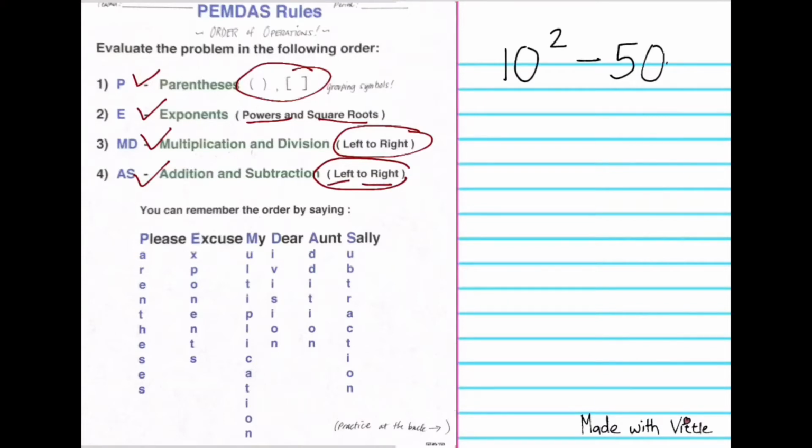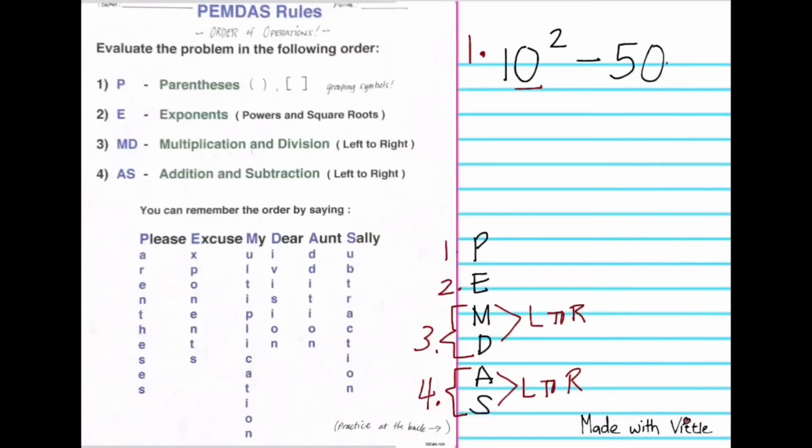So for us to easily remember the PEMDAS, we can go ahead and remember this sentence that says, "Please excuse my dear Aunt Sally." Now let's look at an example. 10 to the second power minus 50.